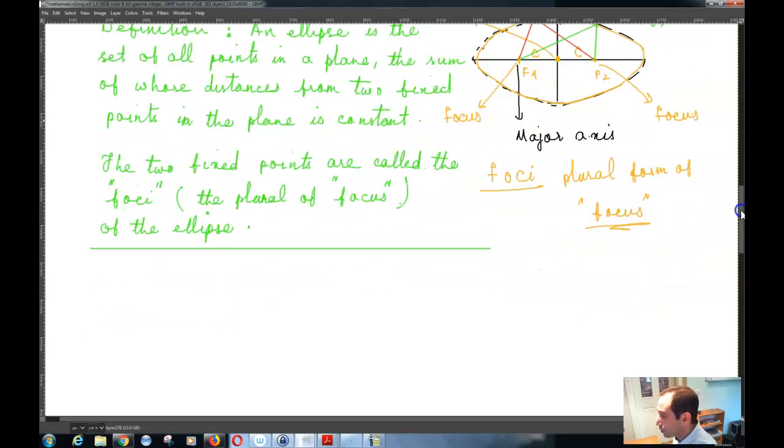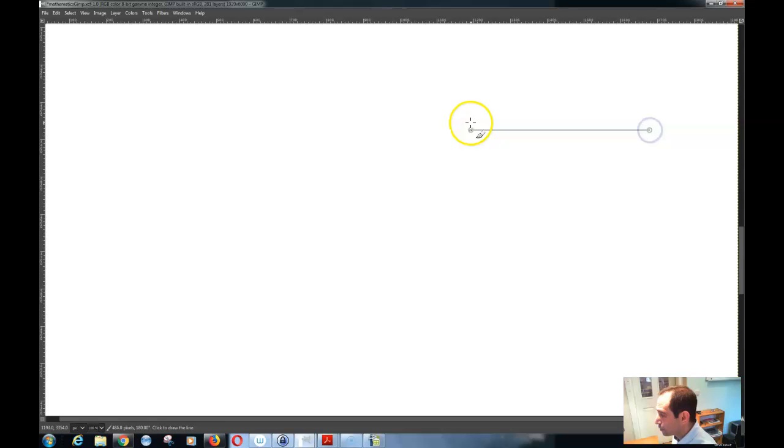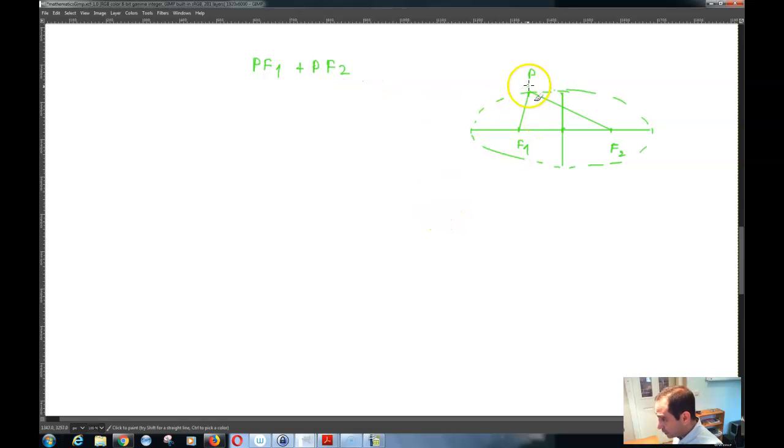It says that the sum of... let's say that you have basically this ellipse over here, and let's say you have a point over here, P, and this is for example F1, and this is for example F2. If you connect these points together, the sum of these two distances would be PF1 plus PF2, meaning this distance plus this distance.